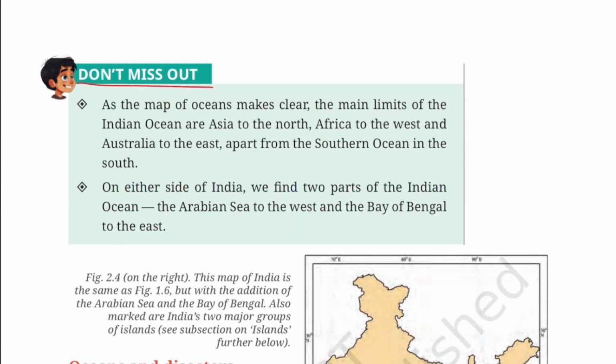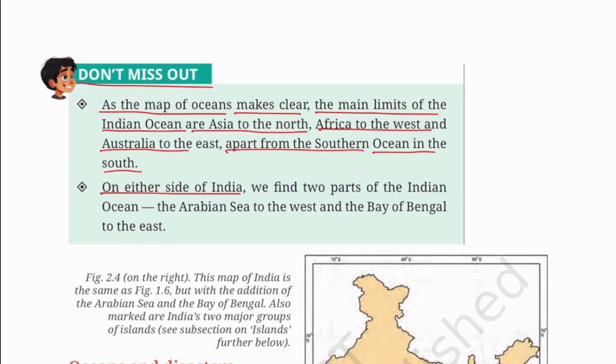Don't miss out. As the map of oceans makes clear, the main limits of the Indian Ocean are Asia to the north, Africa to the west, and Australia to the east, apart from the Southern Ocean in the south. On either side of India, we find two parts of the Indian Ocean: the Arabian Sea to the west and the Bay of Bengal to the east.